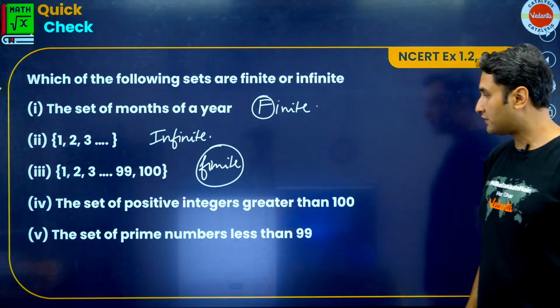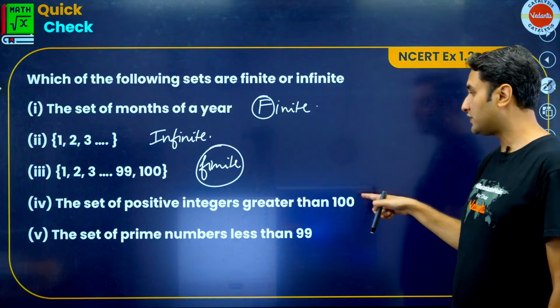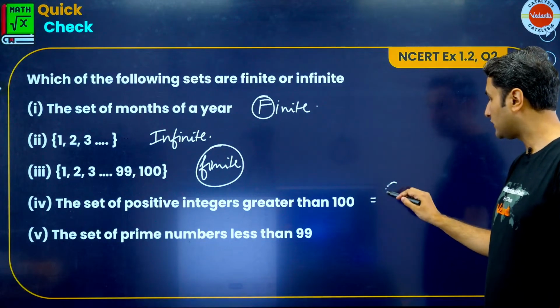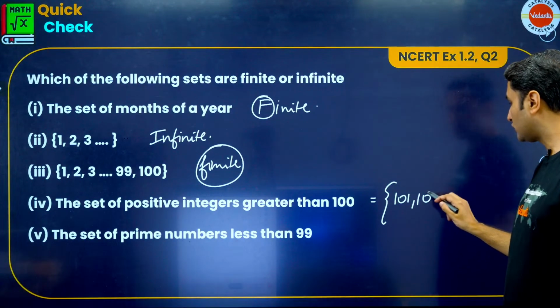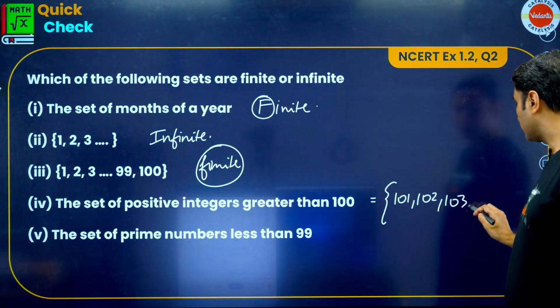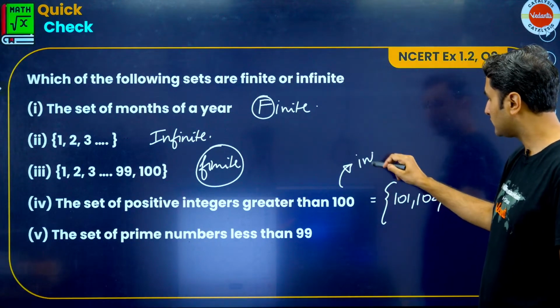The set of positive integers greater than 100, what will they be? So greater than 100 is 101, 102, 103, dot, dot, dot, infinite. So there can be infinite such numbers, right?